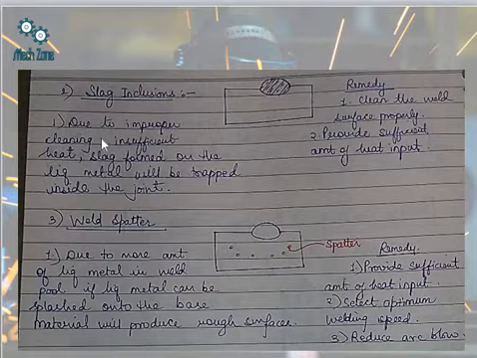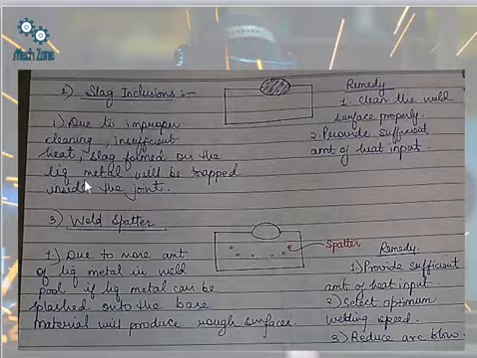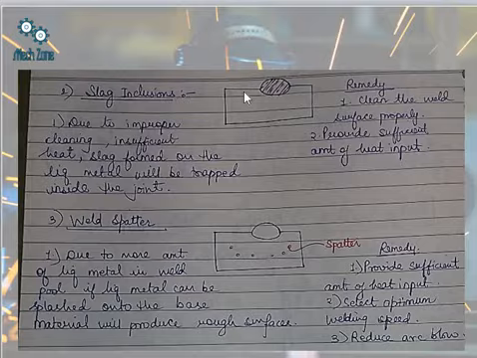Slag inclusion is mainly because of improper cleaning or insufficient heat. Slag formed on the liquid metal will be trapped inside the joint. अगर हमने अपने surface को pre clean नहीं किया है then it may definitely lead to the slag inclusion.